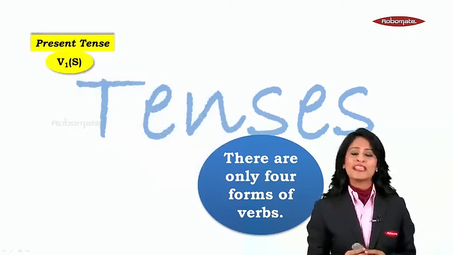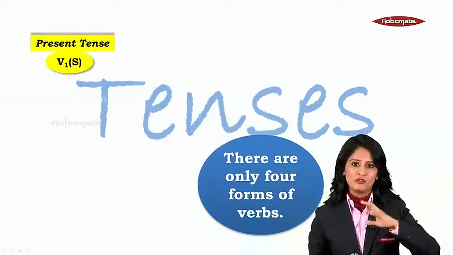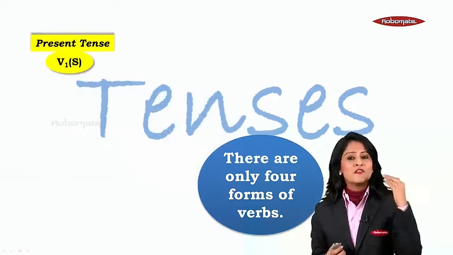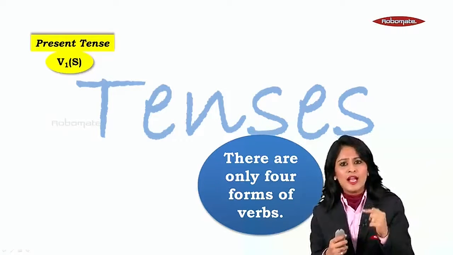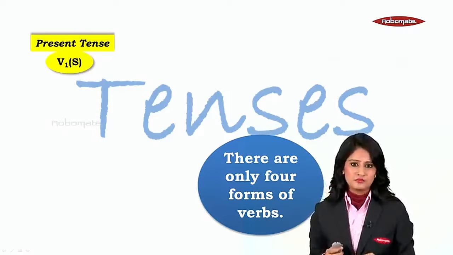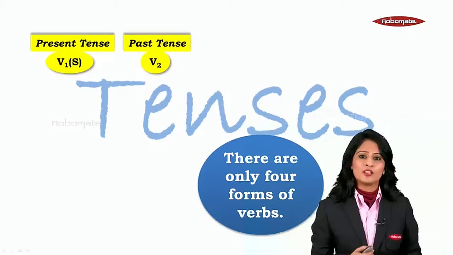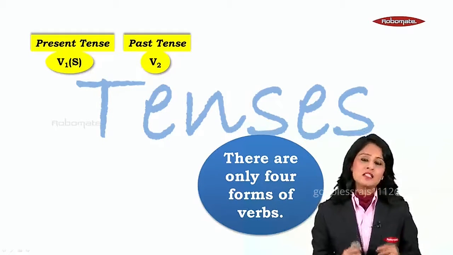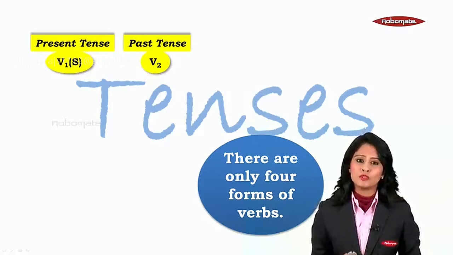The first form is the present tense. Let's call it V1. Why V1? Simple, it is the first form of the verb. And sometimes we have to add another S here. Why? We'll take a look later. Let's move on to the second one now, the past tense. Let's call this V2, that means the second form of the verb.